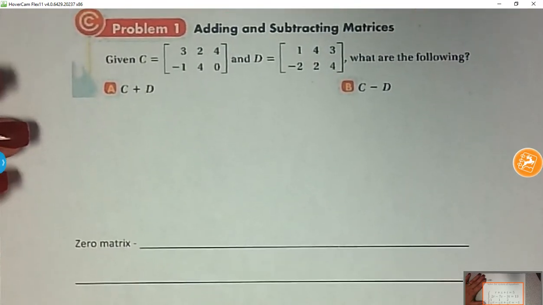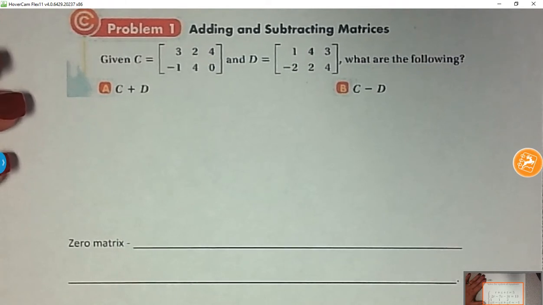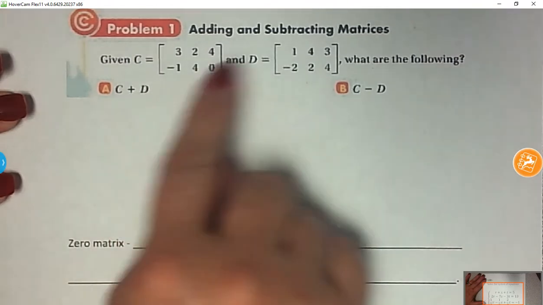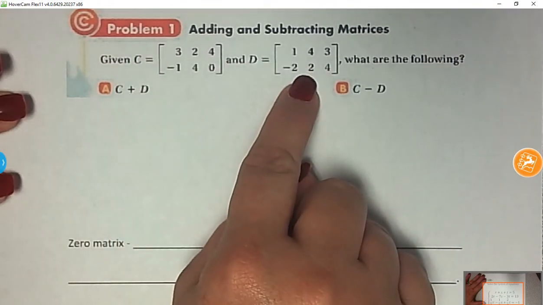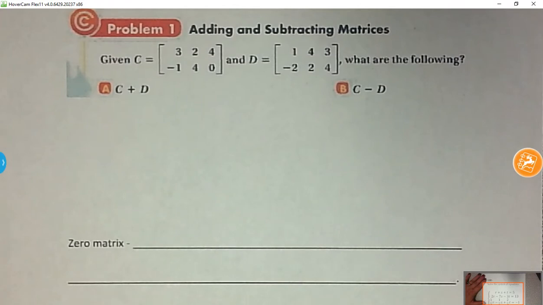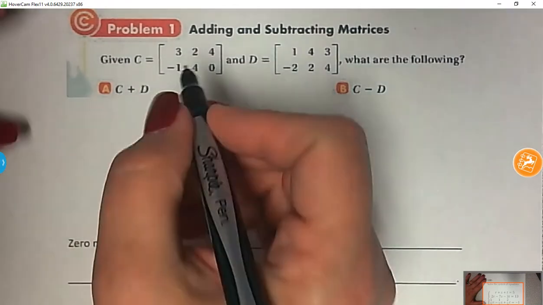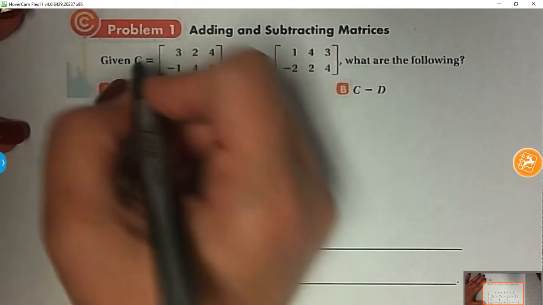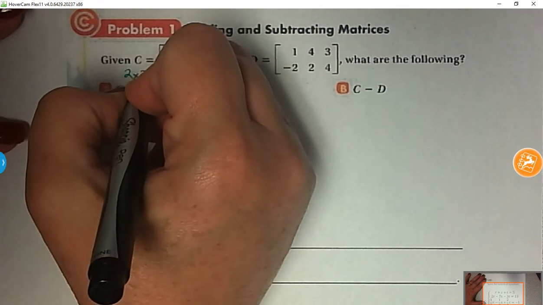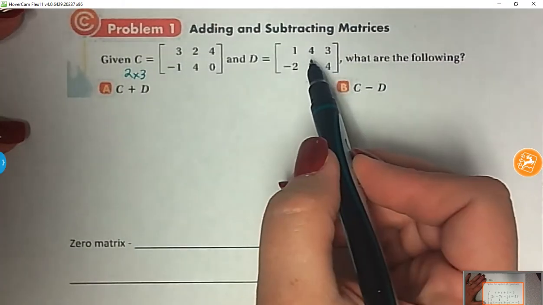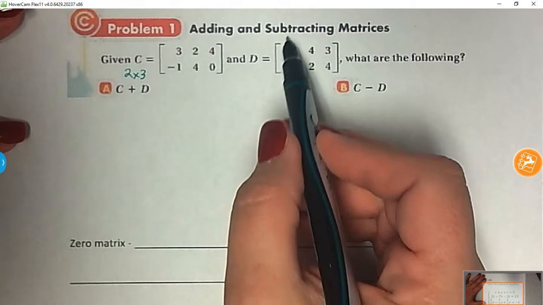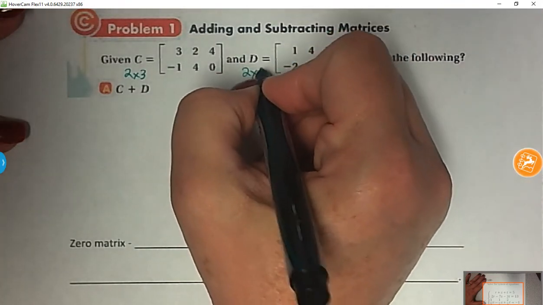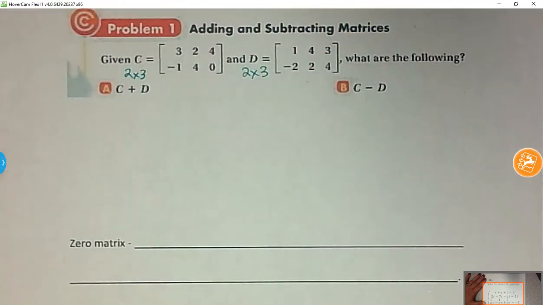So here, for problem 1, in part A, they want me to add matrix C plus matrix D. Well, first thing I want to look at is, are they the same size? Matrix C has 2 rows and 3 columns, so it is a 2 by 3. Matrix D also has 2 rows and 3 columns, so it is a 2 by 3. So I can add these and I can subtract them.